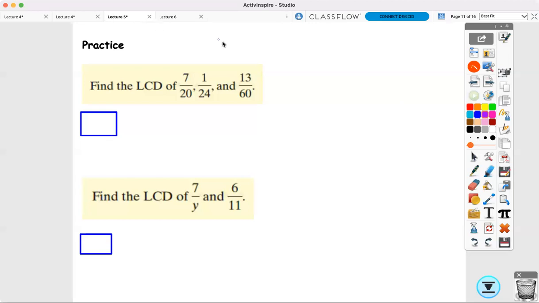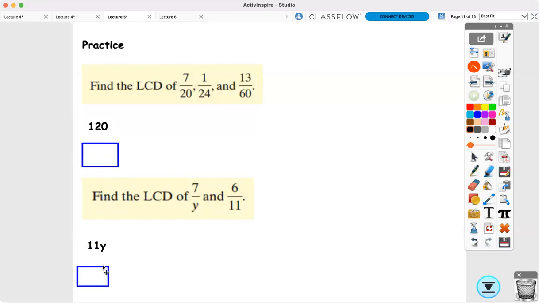All right, that was my timer. I see in the chat, Sarah gave her responses for 1 and 2. Does anyone agree, disagree? Excellent, Jean. Okay, good. All right, let me show you the answers. The first one is 120 and then 11y. Does anyone have any questions on how to do it? Any questions, comments, or concerns on the first lesson, everyone?